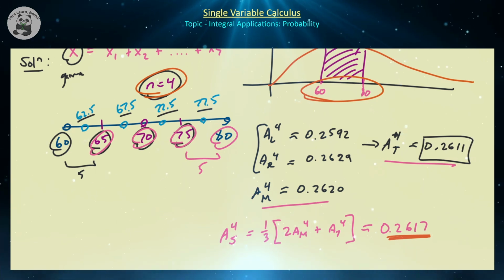So that's how we can use integrals and also area approximations to answer questions about probabilities of continuous random variables.